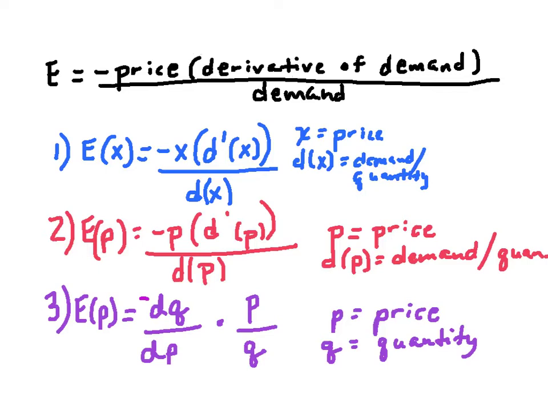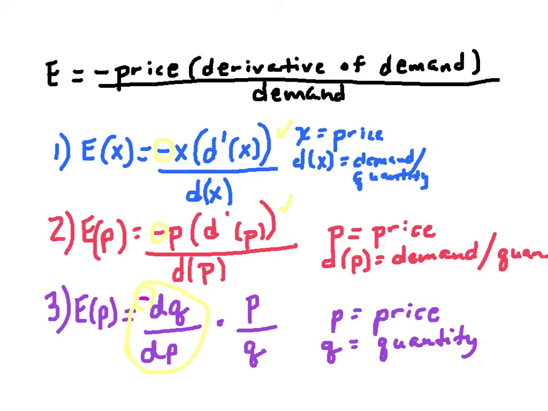The first one, written in blue, is the one that I've used already in this presentation. The second one, written in red, is exactly like the first one, except we've used P and D of P for price and demand. The third one is the one that I want to focus on for a minute because it uses a different notation for the derivative. When you look at the piece where E of P is equal to negative dq over dp, this piece is our derivative. It lines up with the derivative here and the derivative here. This negative out in front lines up with the negative that we have out in front of the first two as well.